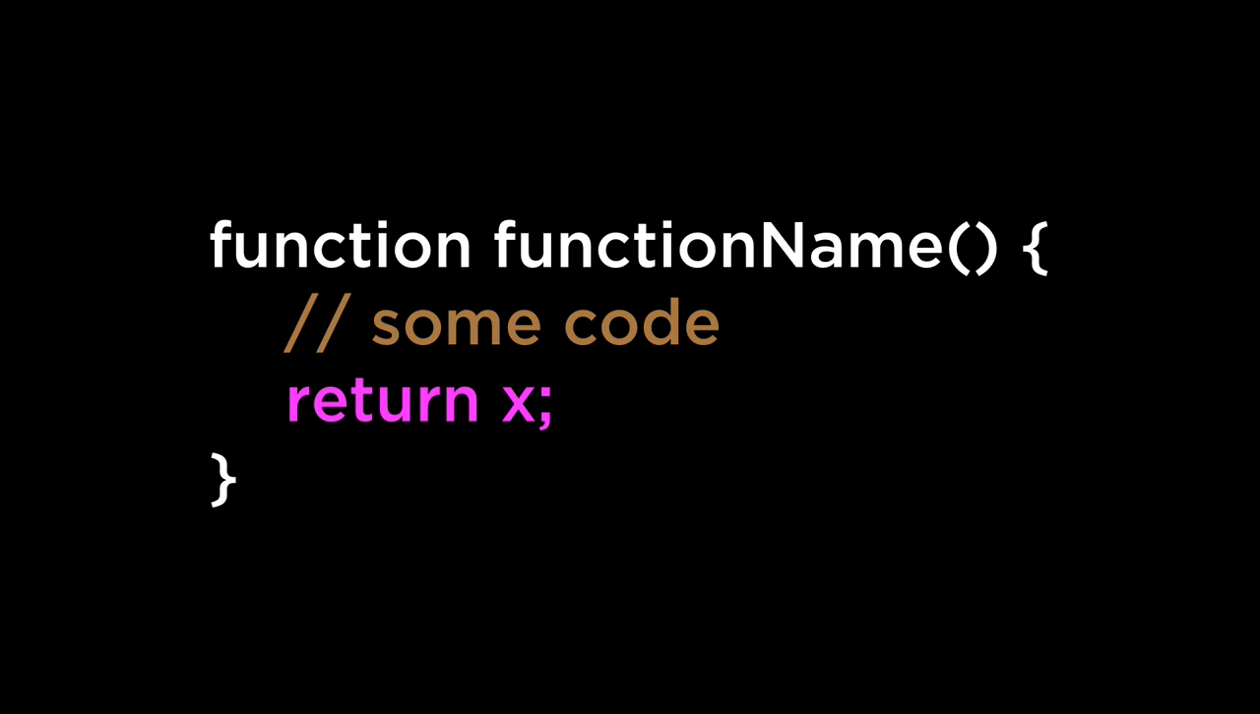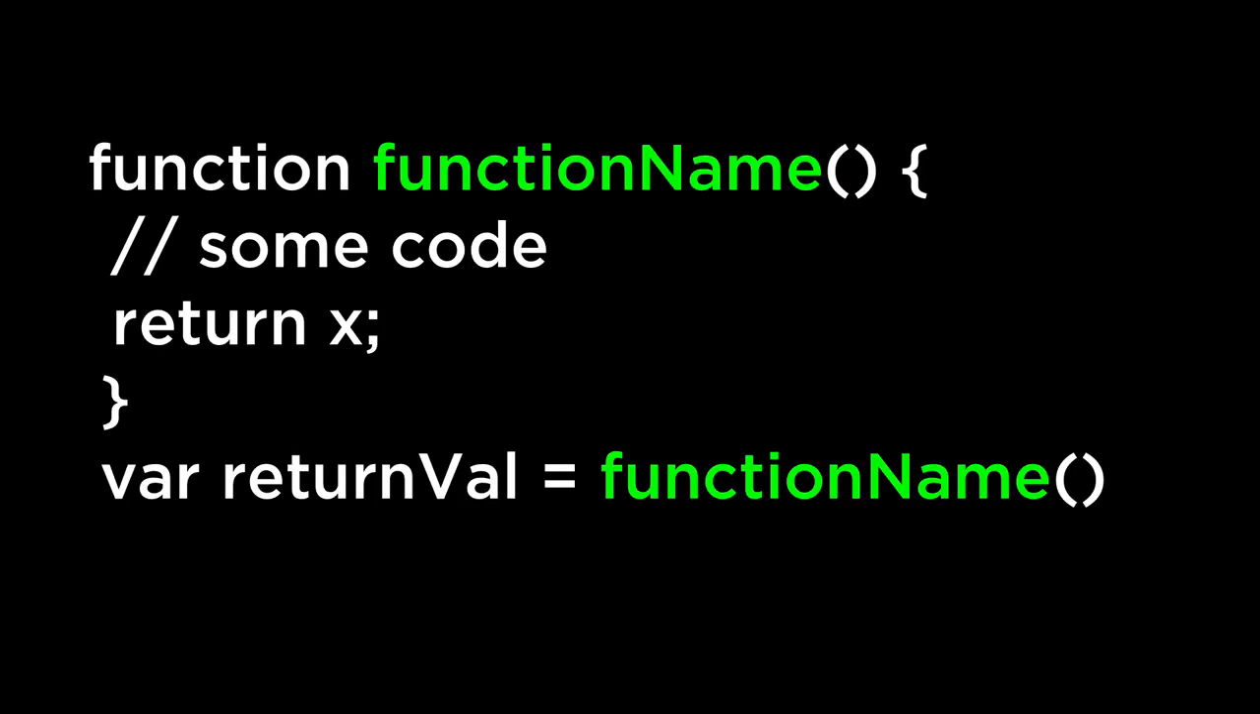Sometimes you may want your function to return a value back to where the function was called. This is possible by using the return statement. When the return statement is executed inside of the function, two things happen. 1. The function will stop executing, and 2. The specified value, in this case x, is returned. You can assign the return value of a function to a variable. In this case, when function name returns the value x, it will be assigned to the variable returned value.